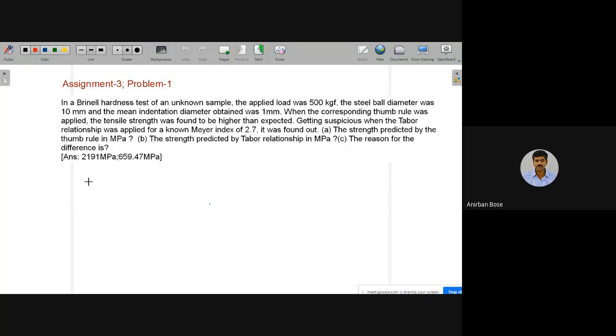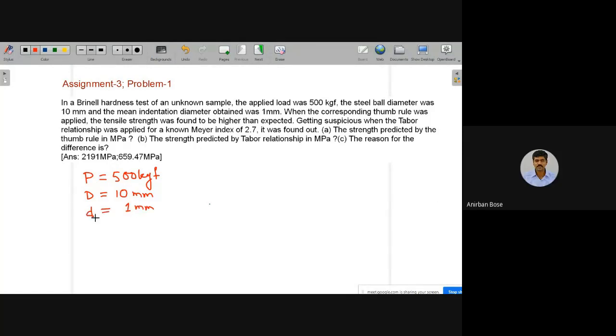So in a Brinell hardness test of an unknown sample, the applied load was 500 kg. So P is 500 kg. Then the steel ball diameter was 10 millimeter. The steel ball diameter is the diameter of the indenter, symbolized by capital D, that is 10 millimeter. And the mean indentation diameter obtained was 1 millimeter, which we represent by small d as 1.